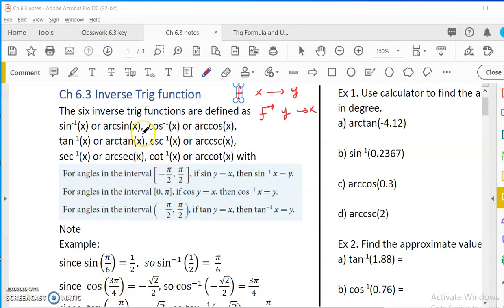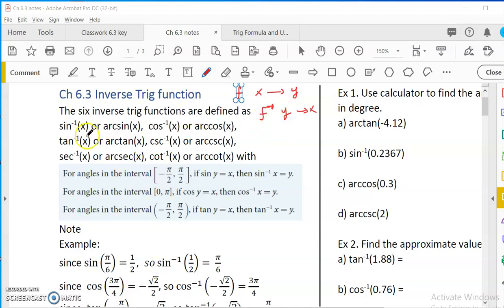Hello Precalculus student, this video is for chapter 6.3, inverse trig functions. Our goal is to define 6 inverse trig functions so that sine inverse is the inverse function of sine, cosine inverse is the inverse function of cosine, etc., for tangent, secant, cosecant, and cotangent, corresponding to these 6 trig functions. So what is the use of them?